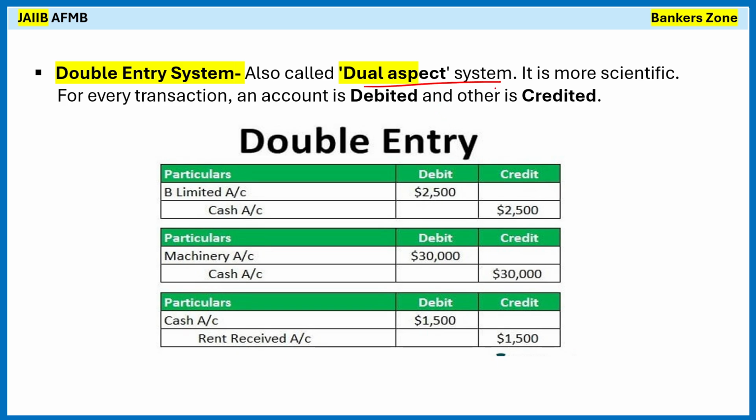It means that for every entry there is a debit and a credit. For every transaction, one account is debited and another account is credited. So that is called a double entry. Double entry means double debit and credit, right? It is more scientific.